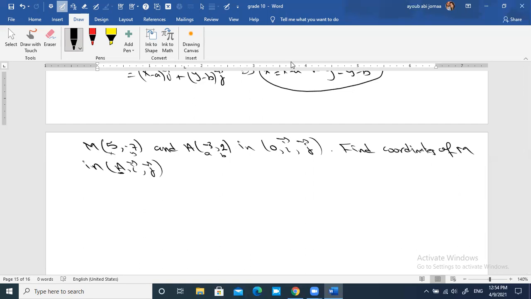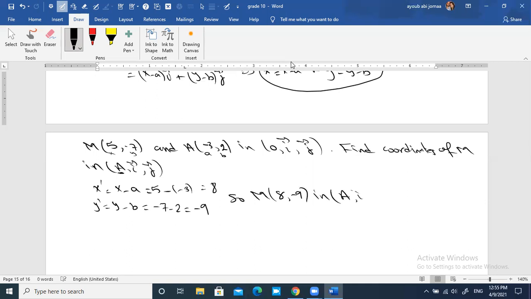So X prime is equal to X minus A, which is equal to 5 minus negative 3, so it is equal to 8. And Y prime is equal to Y minus B, which is equal to negative 7 minus 2, which is equal to negative 9. So point M has the coordinates 8, negative 9 in the new system AIJ.